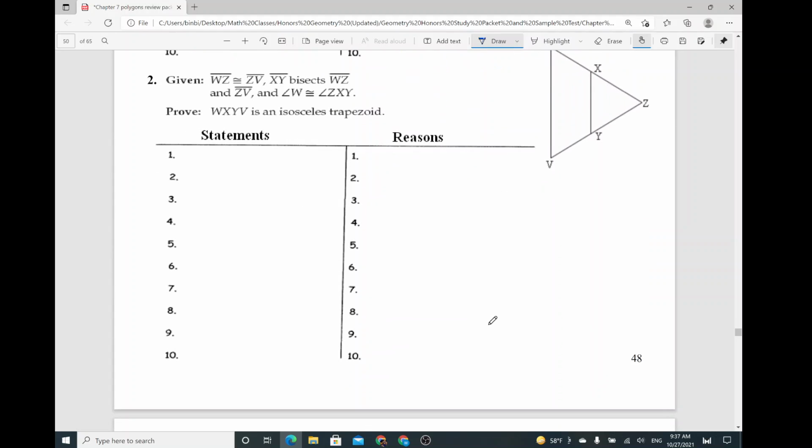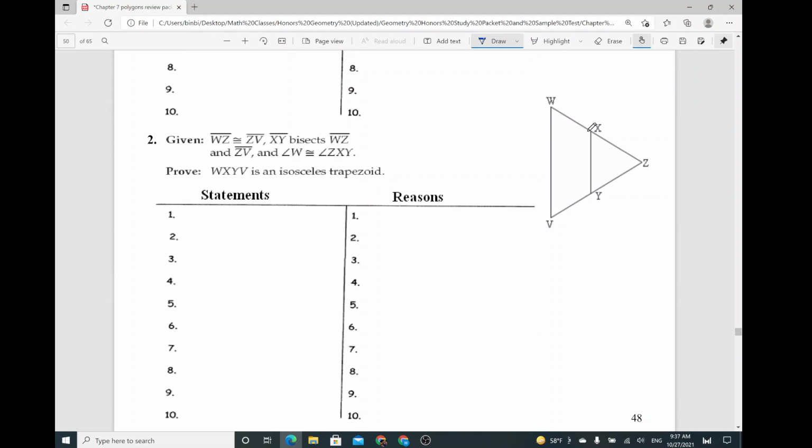Okay, so here's another proof. You want to prove that WXYV is an isosceles trapezoid. So one thing that we noticed, WZ is congruent to ZV, and then XY bisects WZ. Okay, so bisects, that means this one is a segment bisector. And then angle W is congruent to angle ZXY.